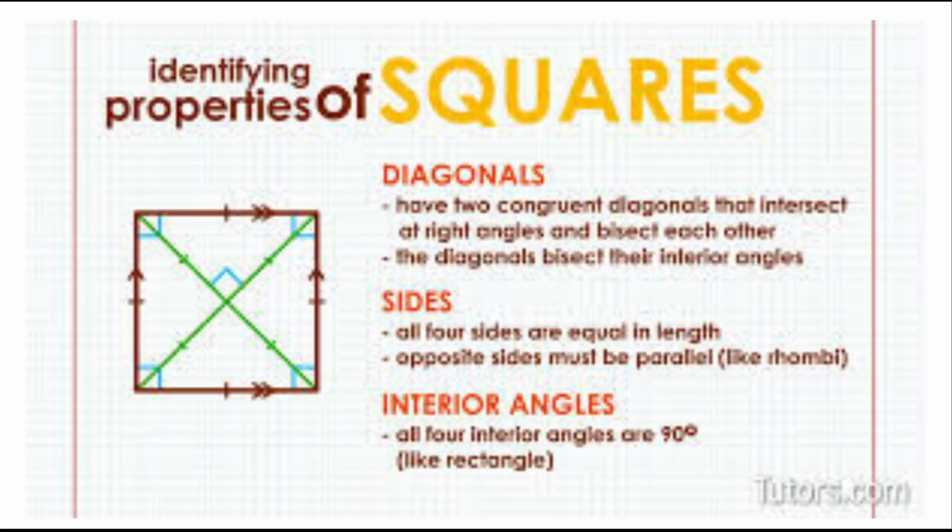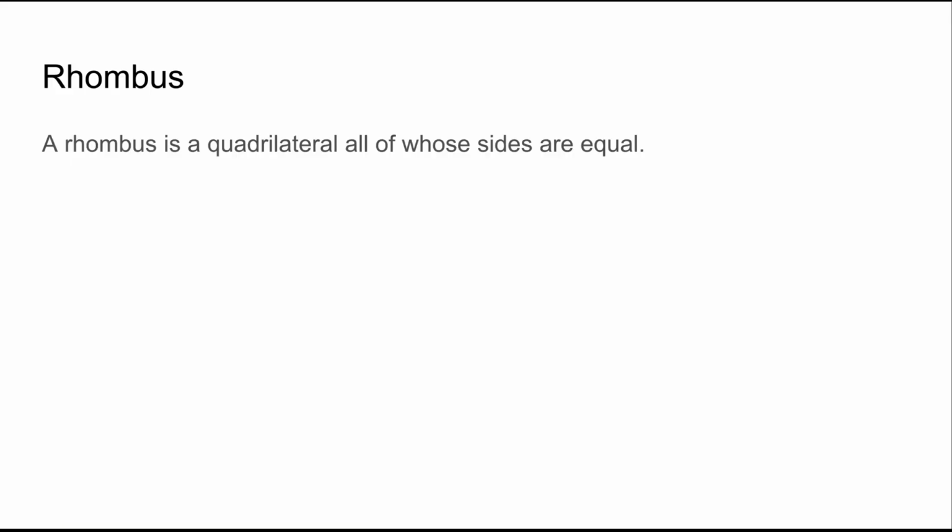So, properties of a square. Well, the diagonals are two congruent diagonals that intersect at right angles and bisect each other. The diagonals bisect their interior angles. All sides are equal and opposite sides are parallel, and the interior angles all add to 360: 90, 90, 90, 90, just like a rectangle.